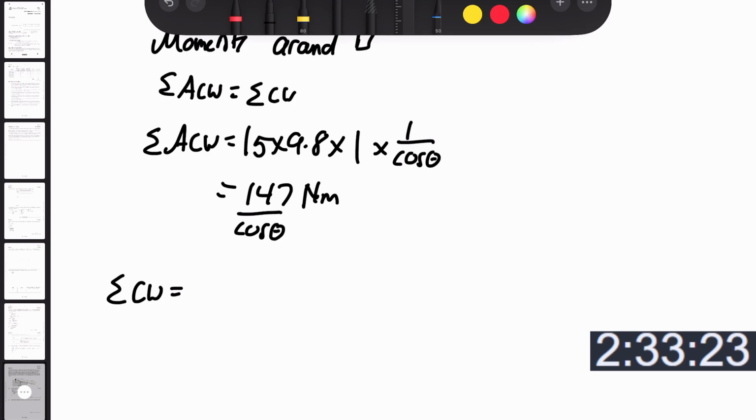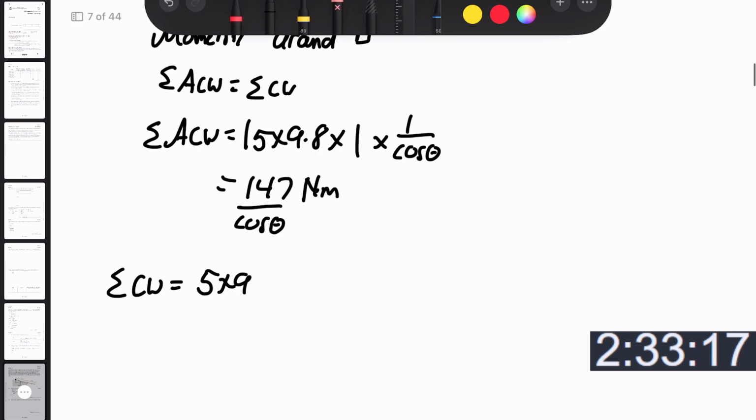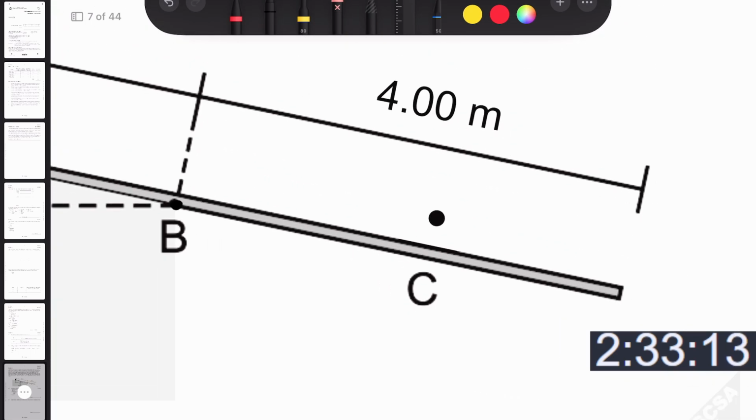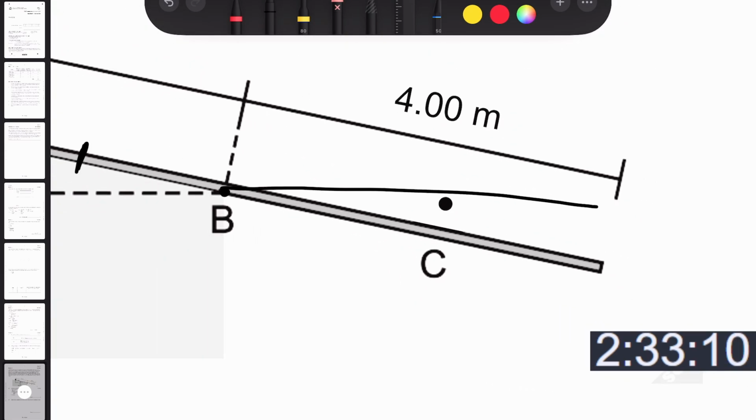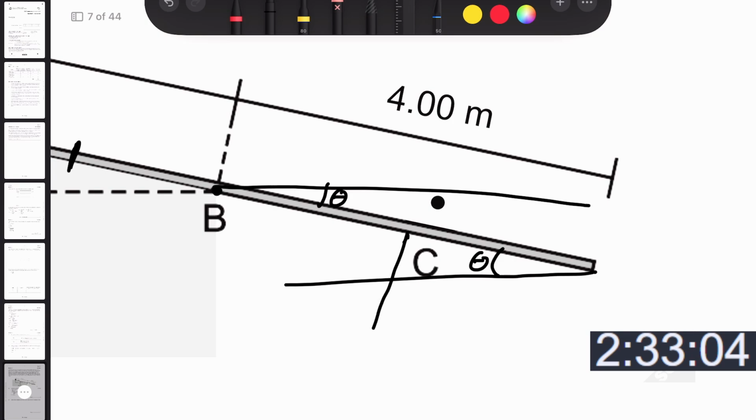Can I just say both will have the cosine term, so I can just remove it. I don't know, 5 times 9.8 times x, theta. It's theta. Ninety minus theta, that has to equal 90. So this is theta.